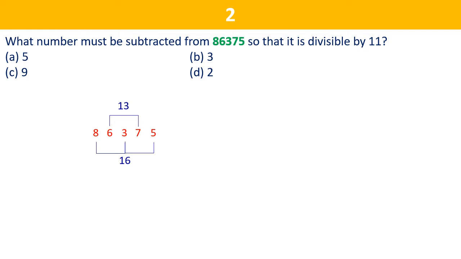Now these two sums are not equal. The number will be divisible by 11 only if the two sums are equal. So for that we need to subtract 3 from the sum of 16. So from the 5 I will have to subtract 3, and because of that, the sum 16 will also become 3 less. And then this also becomes 13, as well as this is also 13, and the number becomes divisible by 11. So the question is, what number must be subtracted? So 3 should be subtracted. Option B is the right answer.